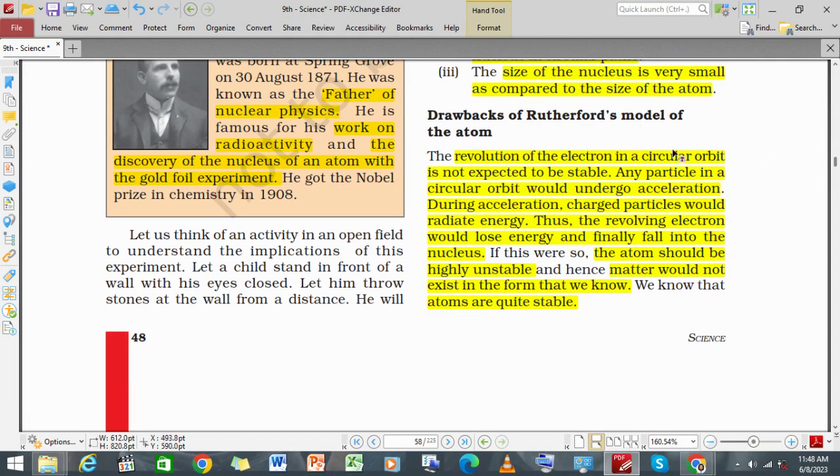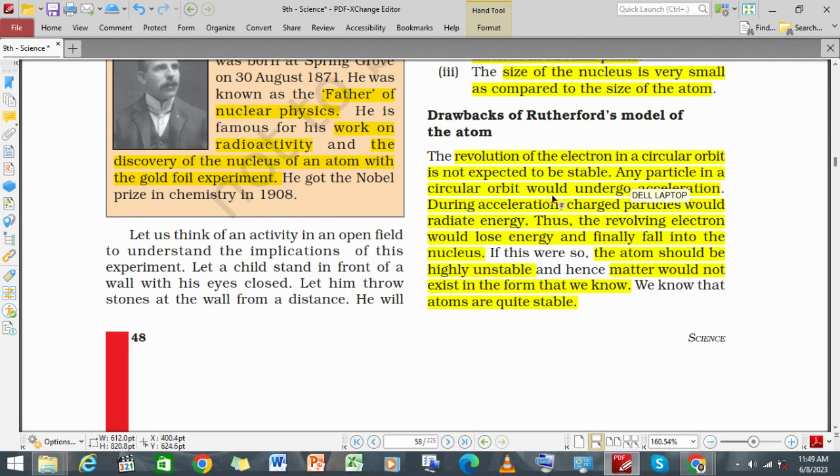The revolution of an electron in a circular orbit is not expected to be stable. If an electron is continuously revolving around the nucleus, then it would be unstable, because if it keeps on moving, it will have some kinetic energy, and that energy would result in breaking the atom completely. But the atom was stable. These things are not breaking up. So that was not expected.